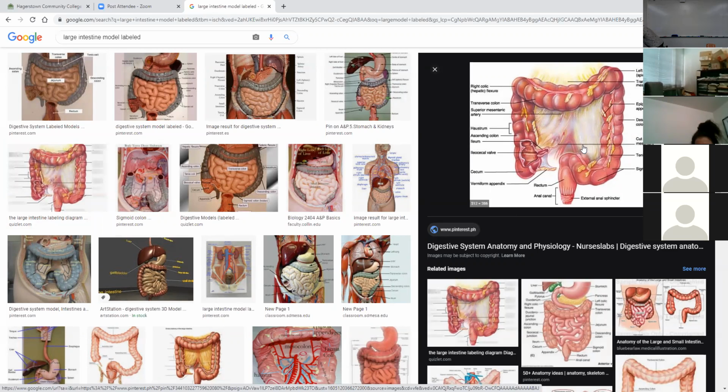And this tissue in here is going to be the mesocolon. This holds the large intestine in place. And I forgot to show you the mesentery that holds the small intestine in place.